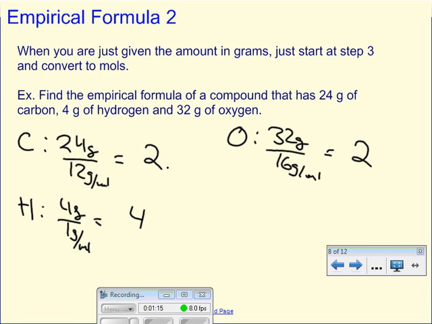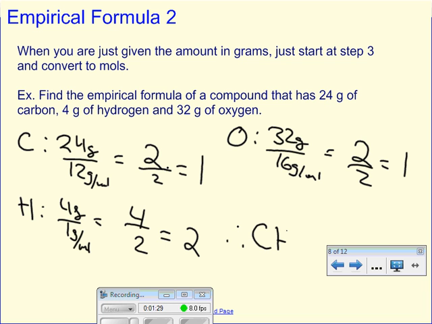But that's actually not the lowest whole number ratio. So we have to divide by the smallest, which is 2. That equals 1, 2, 1. So therefore, our formula is CH2O. That's our empirical formula. It's actually a lot easier if we just have the amount in grams. We don't have to do any conversion between percentages and grams. And if it's moles, then we just divide by whatever the smallest number is.